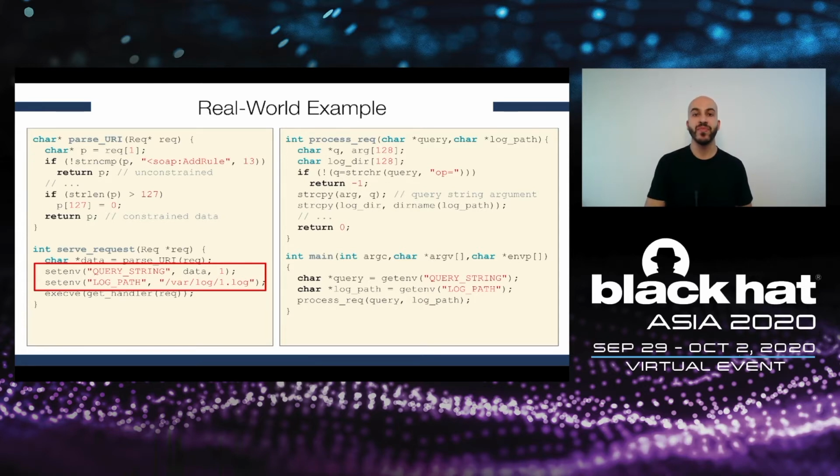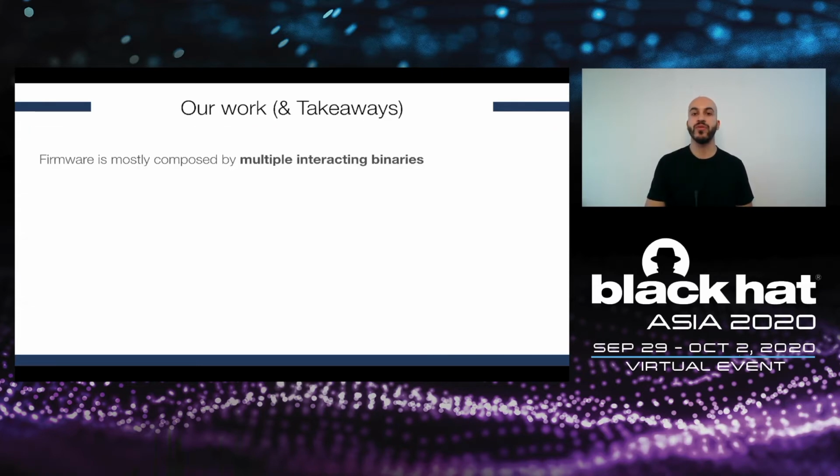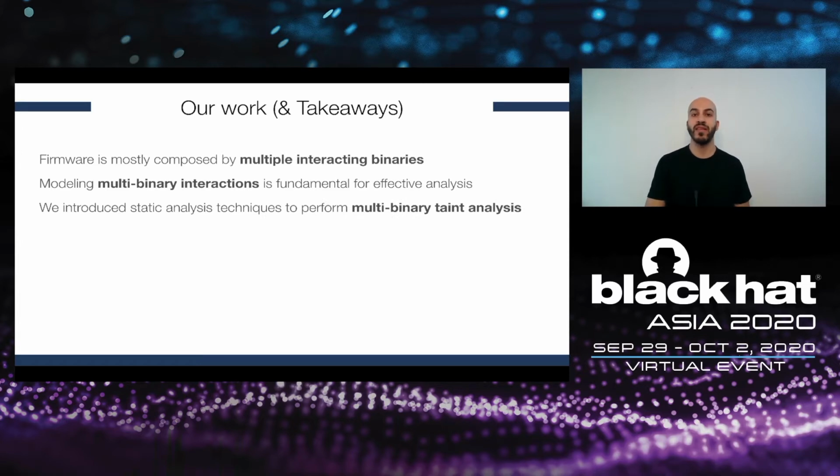And of course, you can imagine that when we scale this up to many binaries and many firmware images, the number of false positives will drastically increase. So in our research, we started from the observation that firmware is mostly composed of multiple interacting components, multiple interacting binaries, and we found that modeling the interactions between these binaries is essential for an effective analysis. We can do this because programs and processes communicate through a finite set of inter-process communication channels that we can model to introduce static multi-binary taint analysis.